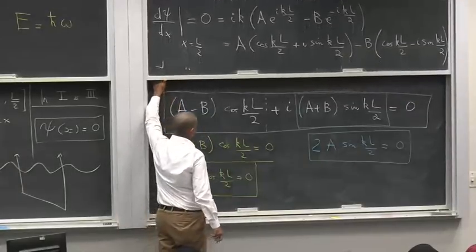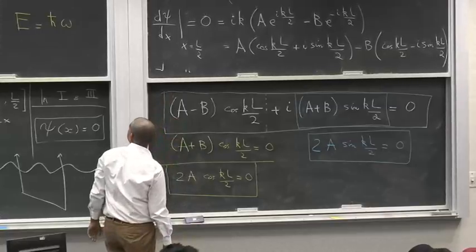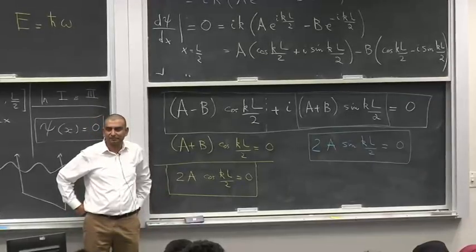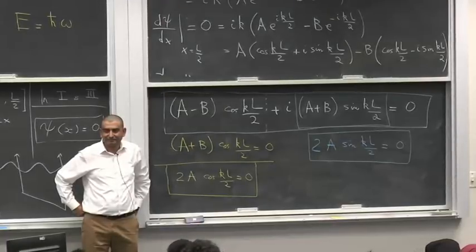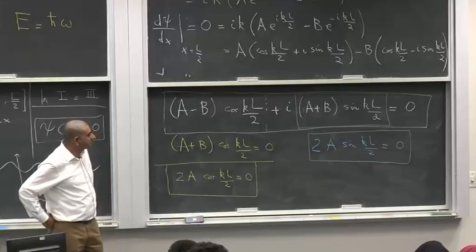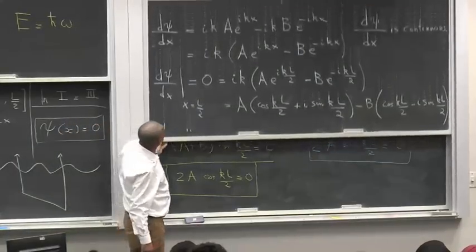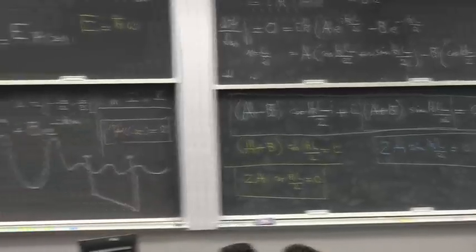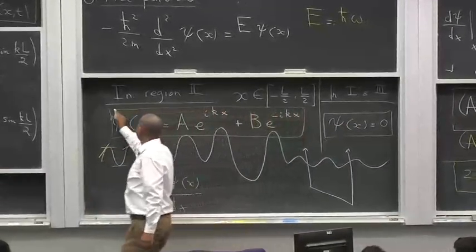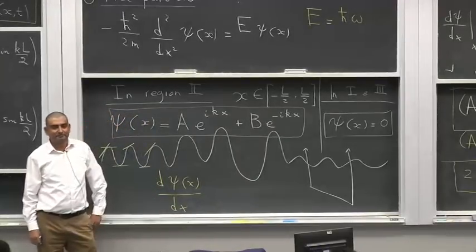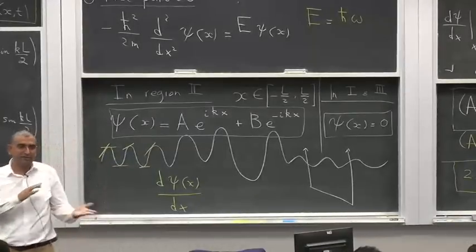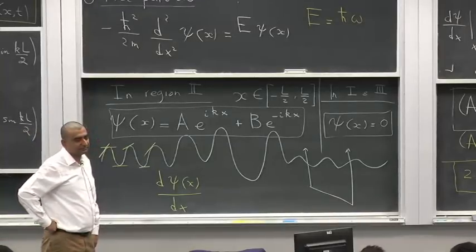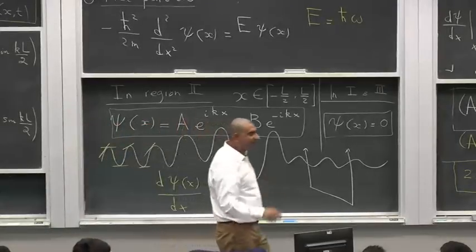So now I started off with the wave function. Does this make sense? No, it doesn't make sense. If my A is 0, now this is an exercise. I give you 5 minutes to think about this. What should be the solution? What should I get for A and what should I get for B? I give you 5 minutes. Just discuss with your neighbors.